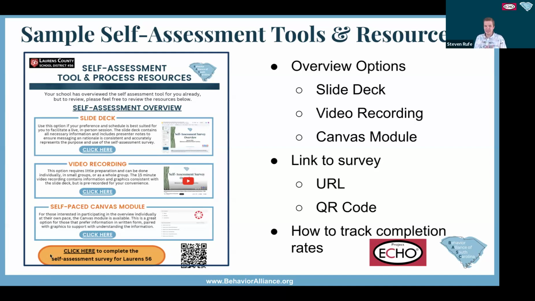What we at the Behavior Alliance give you for those resources is we give you a slide deck that you can use and the school team can use to give to the whole staff. If you're doing this, for example, at the start of the school year in a staff meeting, you can use that live deck. We also give you a video recording, a YouTube recording that you can play or give people to play on their own. And we also have a self-paced Canvas module that people can walk through prior to accessing the QR code or the link for the actual survey.